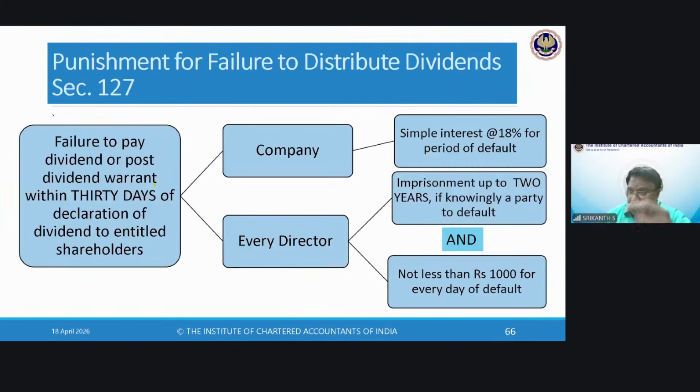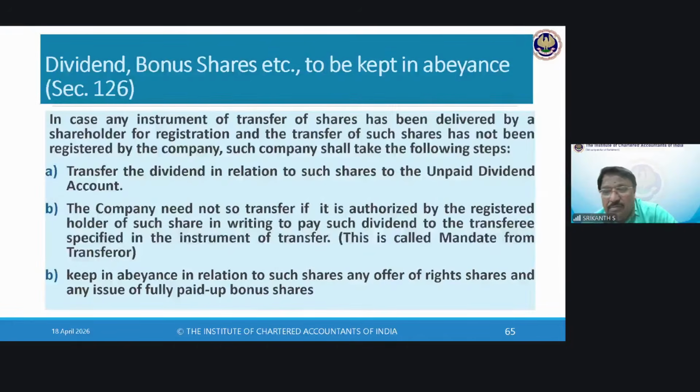That's one of the rare sections where they retain the imprisonment, because they see non-transfer of unpaid dividend as only a procedural lapse. So they say it's okay, no need for imprisonment. But non-payment, knowingly not paying to him, is an imprisonable offense, and not less than 1,000 for every day of default. Here the fine is considerably less, no doubt, but imprisonment. And you have to also note this important point, which is 'and'.